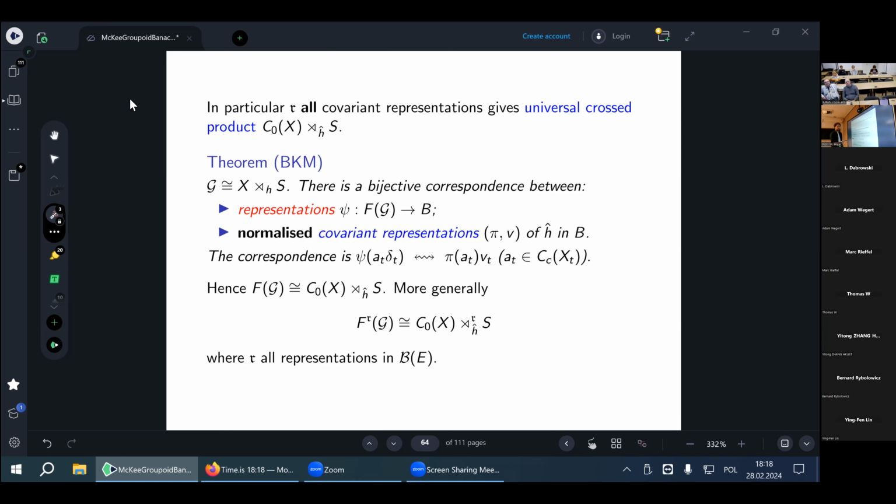So in particular, this is isomorphic to this. And for example, if we take R to be the class of all representations acting on some Banach space E, then it doesn't matter if I choose covariant representations or representations of the groupoid algebra in the sense from the beginning of the talk. We get the same thing.